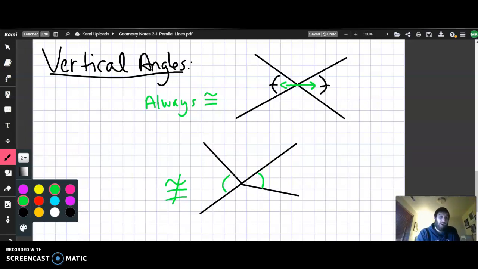Just to hammer in this detail one last bit, if this is 45 degrees, it means the other one's 45 degrees, because that's what congruent means. It means the same. It means that they're not equal, but they are the same size and shape. And so the numbers will be equal. 45 degrees on one side is 45 degrees on the other side.